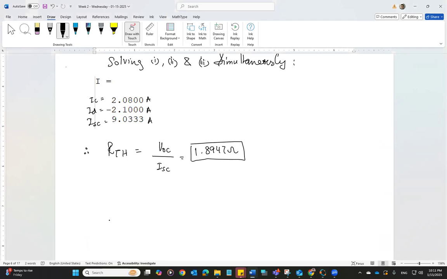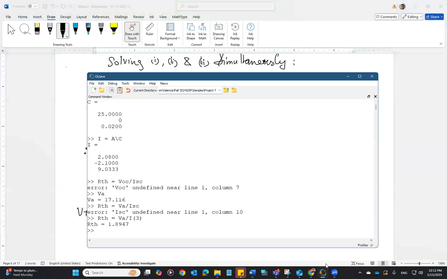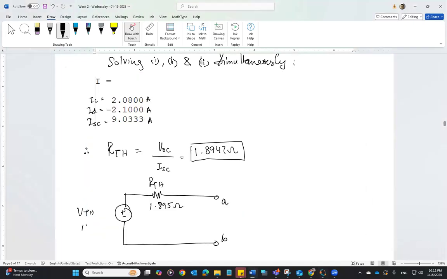So that's my Thevenin equivalent resistance. Therefore, my Thevenin circuit is going to be A and B. R Thevenin is 1.89. I'm just going to write 1.895, rounded up. And my B Thevenin was 17 point something, let's say 17.116. So 17.12 volts, rounded up.